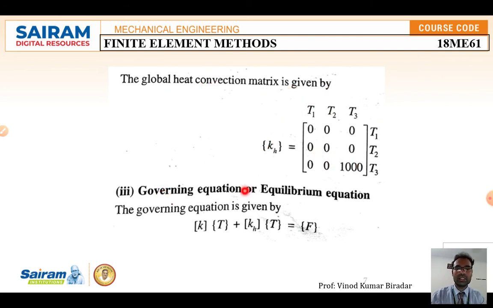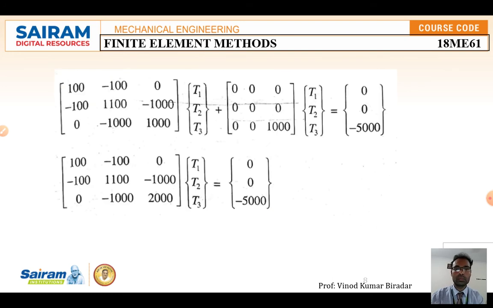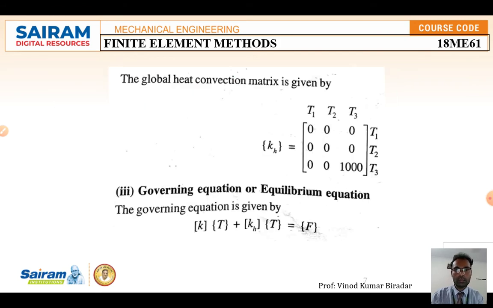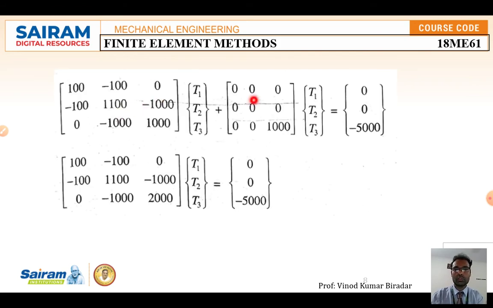Now the governing equation, or equilibrium condition, we have KT, that is the equilibrium condition, T plus KH into T, which is equal to F. Now substitute all the values: the K value, the T value, plus the KH value, and the temperature also. After substituting, this plus this: if you add 100 plus 0, 100. First you have to take T1, T2, T3 common, so you add this, and you are going to get this value. This side you write as it is.